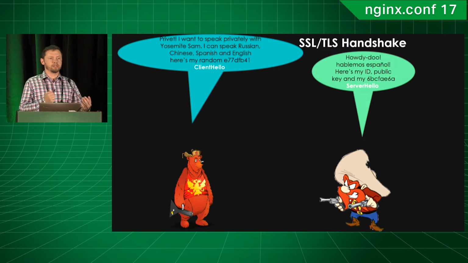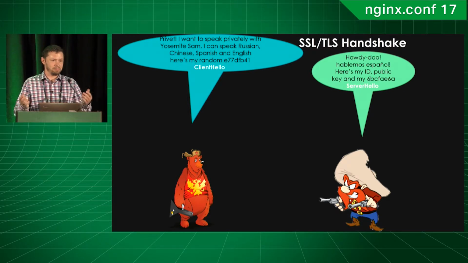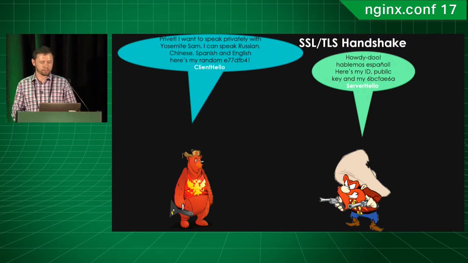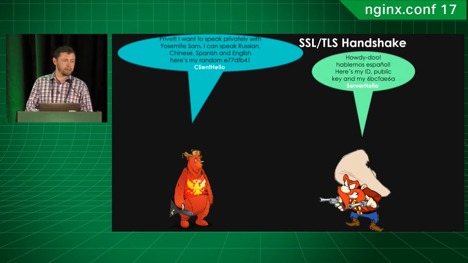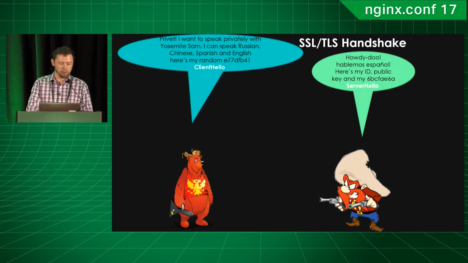And server selects the strongest protocol that the server supports and responds to the client that, okay, I support TLS 1.2, or in this case, Yosemite Sam says, I speak Spanish. And it sends the public encryption key to the client. And this is called the server hello message.